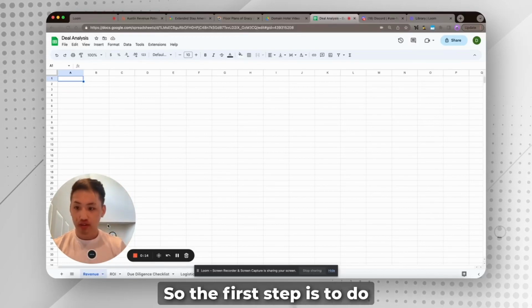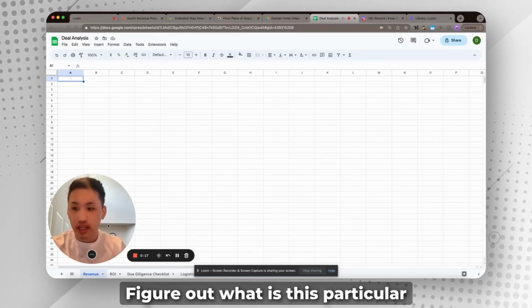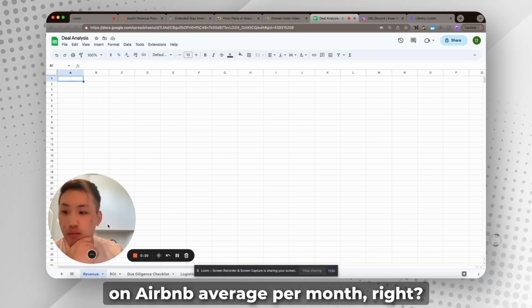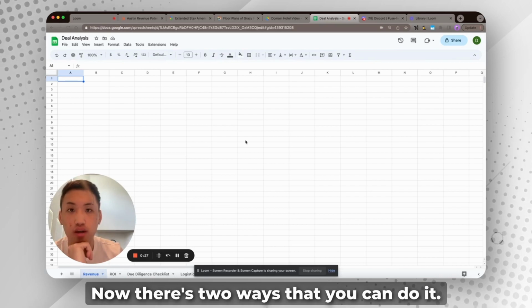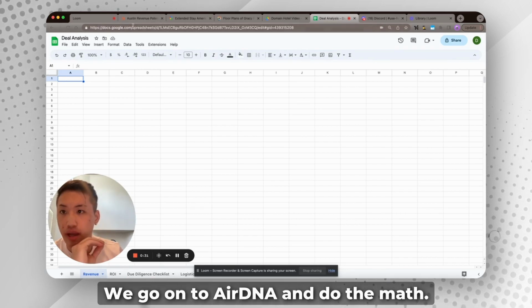So the first step is to do the revenue analysis, right? Figure out what this particular property is actually going to make on Airbnb on average per month. So that's the first step, the revenue. Now there are two ways you can do it. You can go onto Airbnb and do the math. I'm going to show you how to do that.